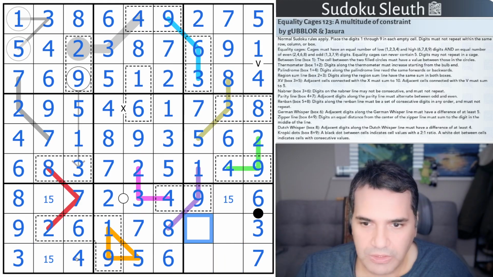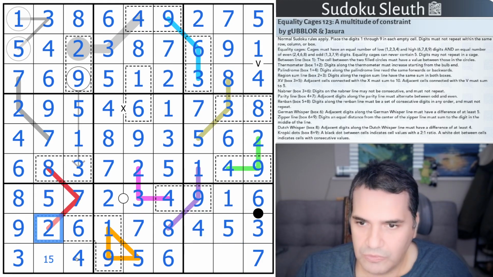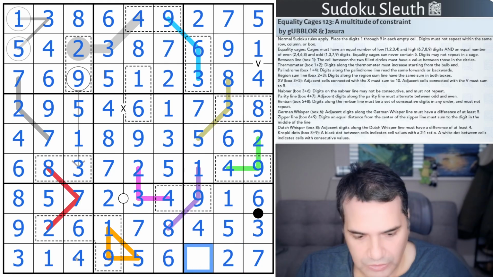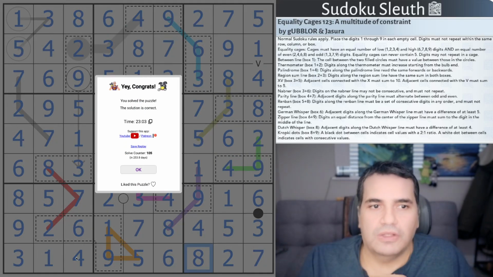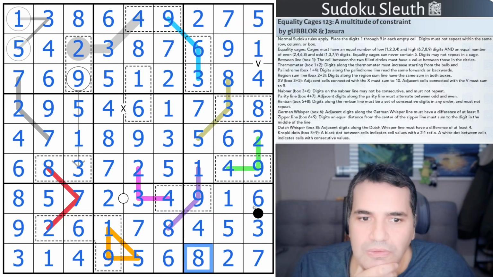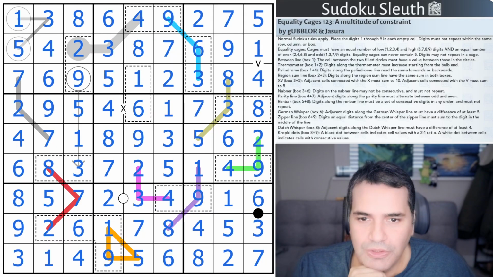Oh, very nearly there, so fairly happy with the solve, other than the odd clumsiness here and there. I need a 4, which can only be in here. And then I need a 5, 1, 5, 1, 2, and if I've not made any other mistakes, 8 for the finish. It's a lovely puzzle, gUBBLOR and Jasura. No, excuse me. No shortage. It's an overwhelming amount of information.